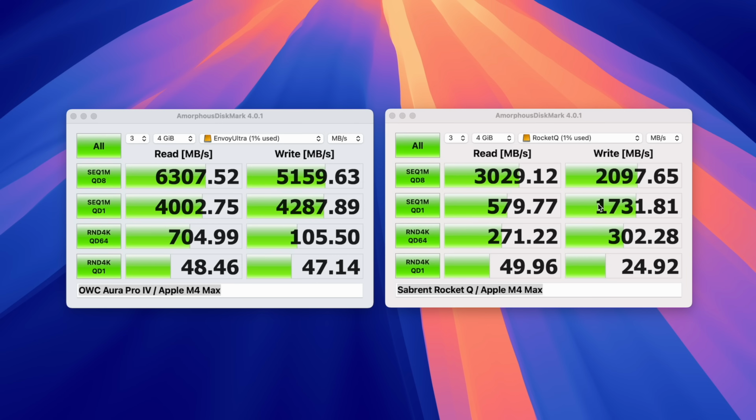If we look at the Sabrent Rocket Q drive over here in the USB 4 enclosure, I'm getting about 3,000 megabytes per second read and about 2,100 megabytes per second write, which is fairly good for a USB or Thunderbolt 4 drive. No issues or complaints from me on that. We can see that the random 4K read is about a third of what you get on the OWC, but the write speed for the random is quite a bit higher, which is interesting.